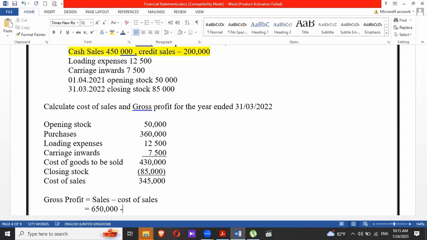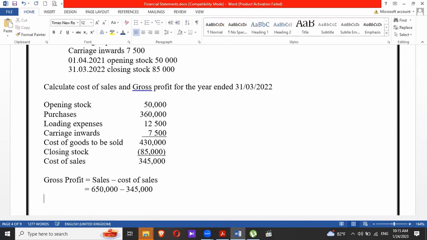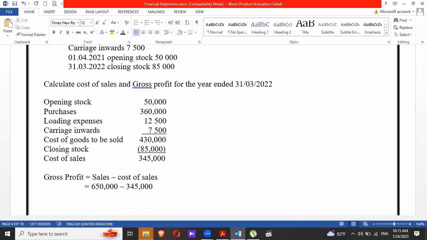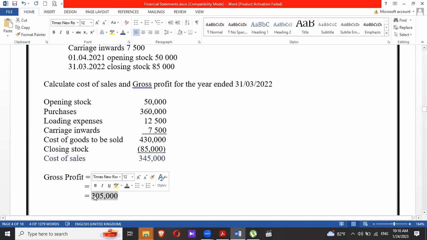450,000 plus 200,000, altogether 650,000 is the sale, right? Minus cost of sales, we have already calculated 345,000. So 650,000 minus 345,000 is the answer for the gross profit. That is 305,000. 305,000 is the answer for the gross profit. This is the final answer for the gross profit and cost of sales for the second question. These are the answers. Cost of sales is 345,000. Gross profit is 305,000.